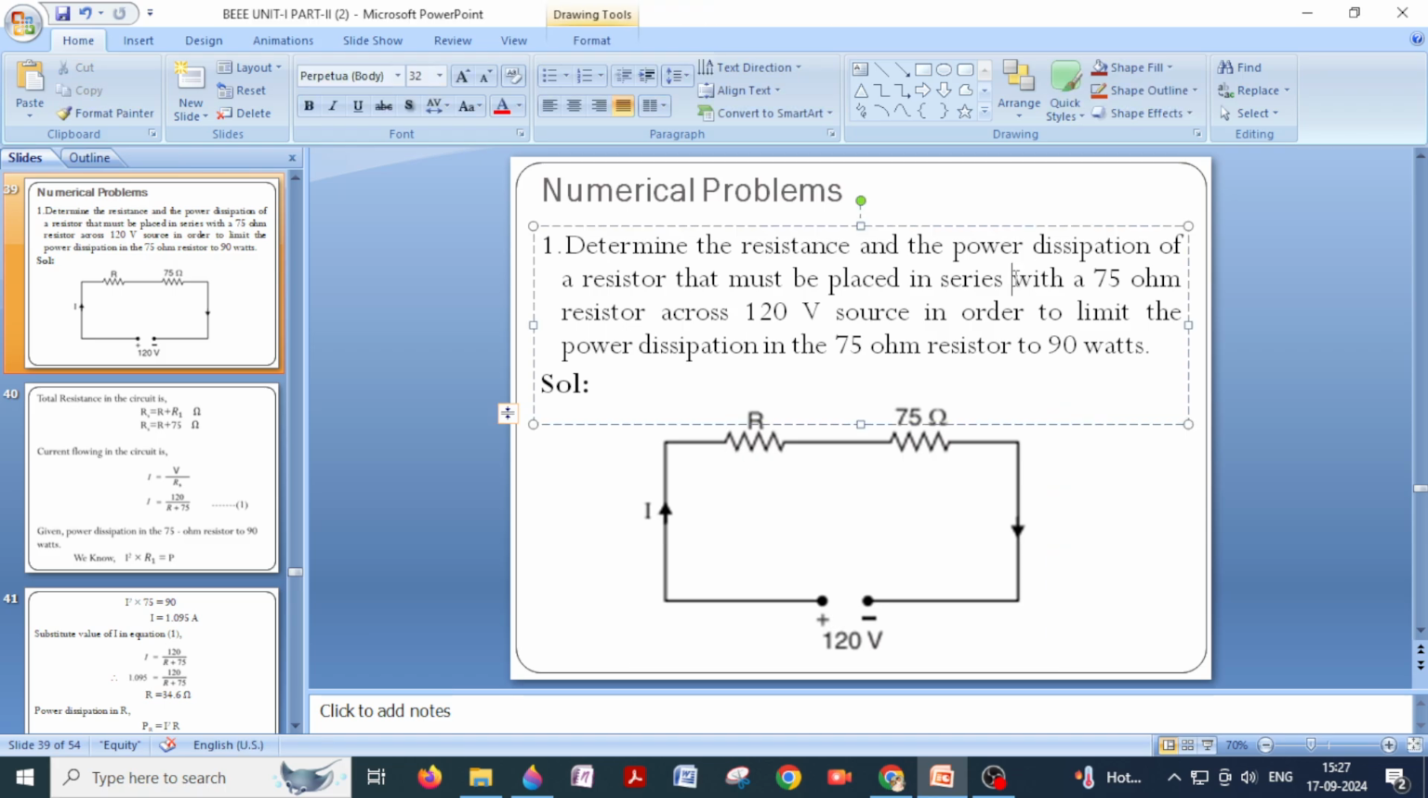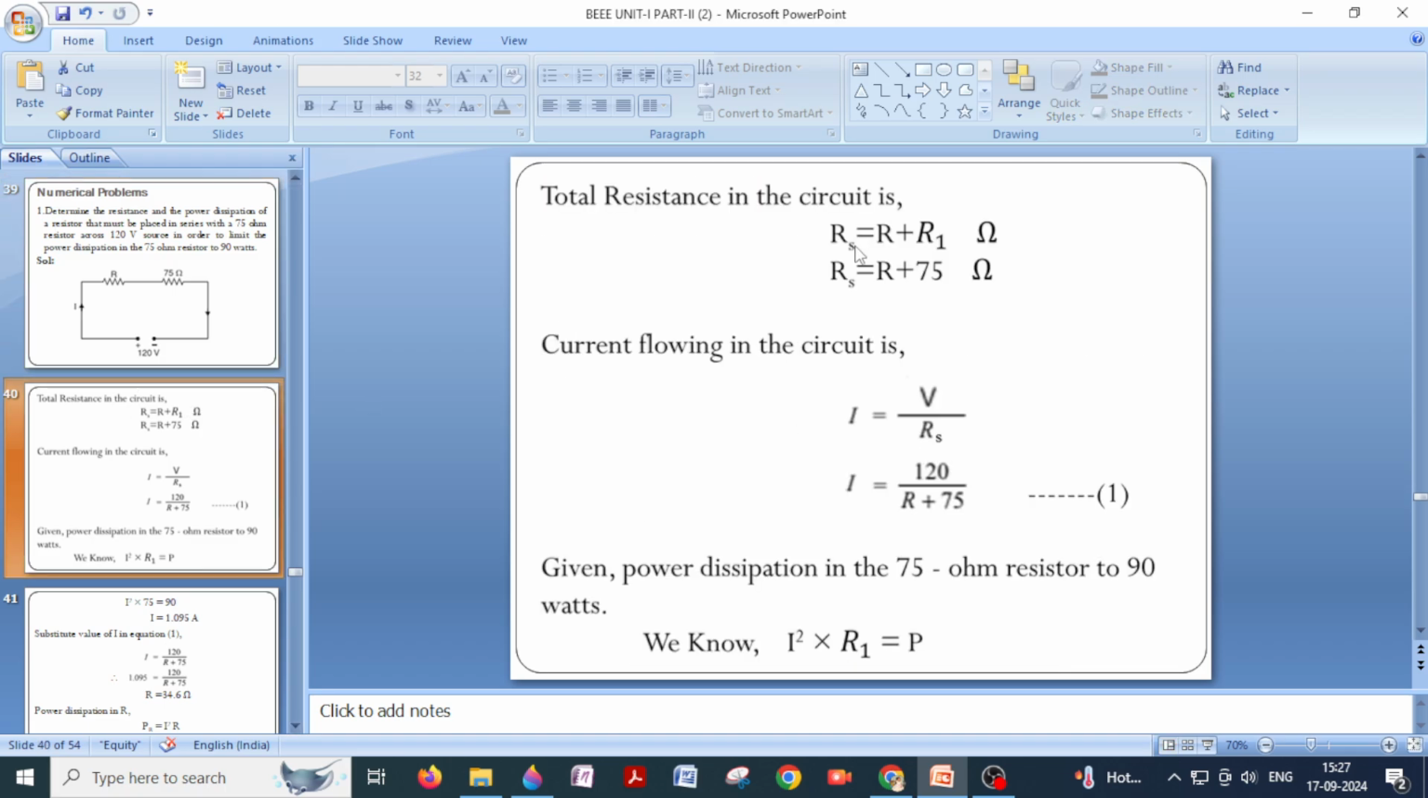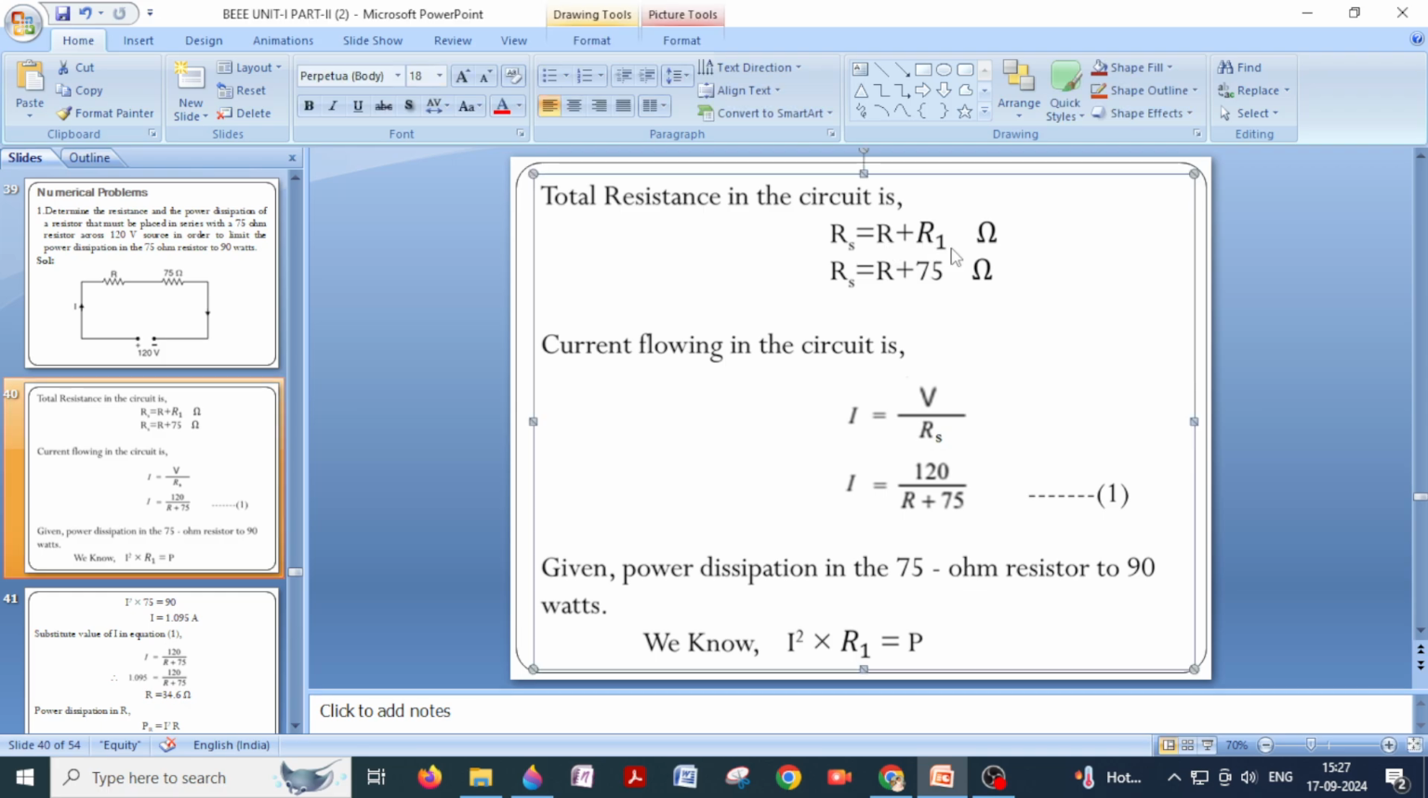Now these two are connected in series. That's what is mentioned in the question. R and 75 ohms are connected in series. So what is the equivalent resistance here? Equivalent resistance is R plus 75, both are in series. So total series resistance RS is what? R plus 75. I have mentioned here R1 notation I have given to 75 ohms. No need to write R1, you simply write R plus 75 is the total resistance in the circuit.